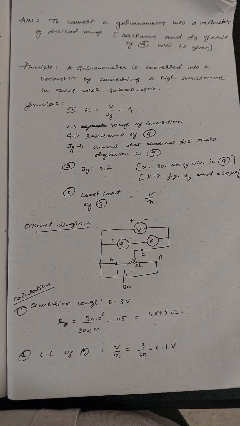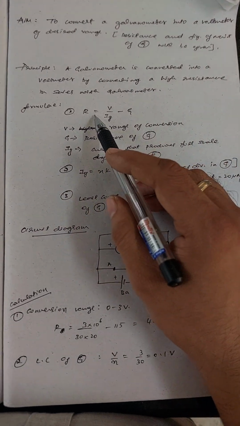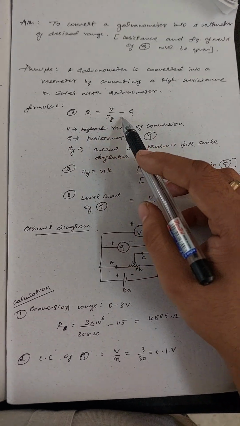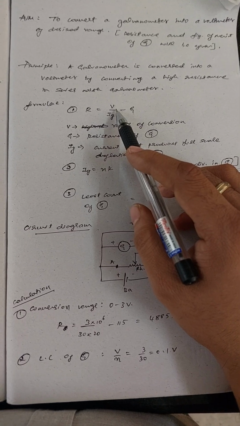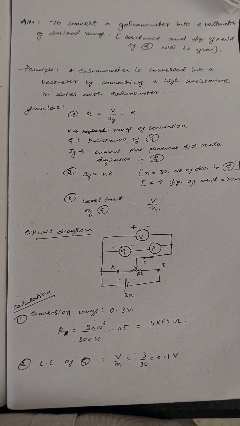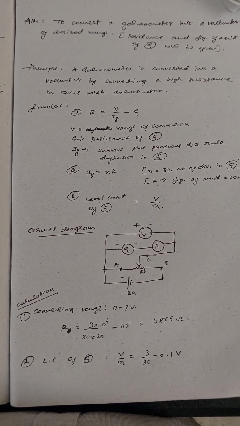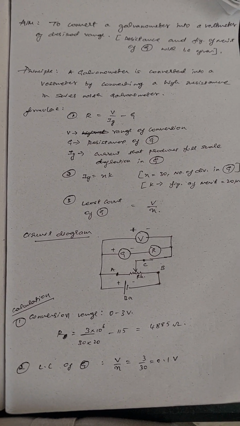Then we have to write the formula, which is R is equal to V by Ig minus G. Here R is the resistance which must be connected in series, and that can be calculated. The value will be given by this formula, where V is the range of the conversion. For example, if the question says convert the galvanometer into voltmeter to range 0 to 3 volts, then V will be 3 volts. Otherwise, if they say 0 to 5 volts, V will be 5 volts.